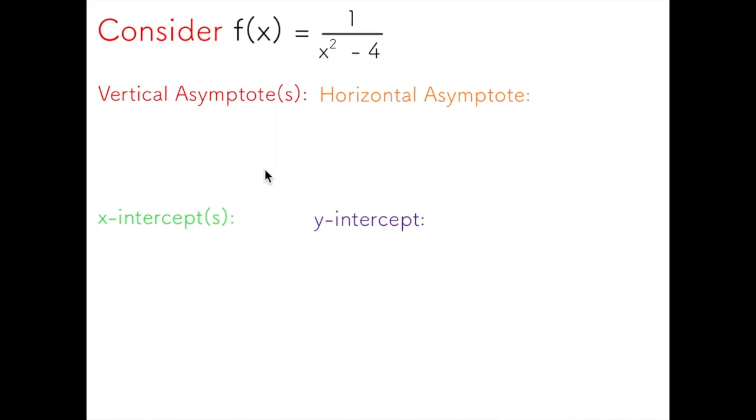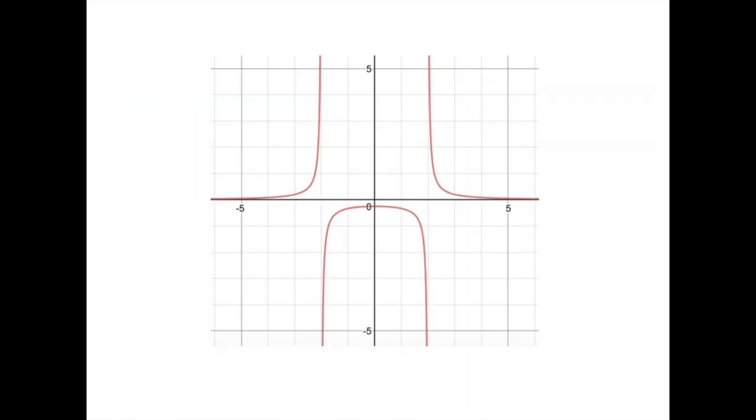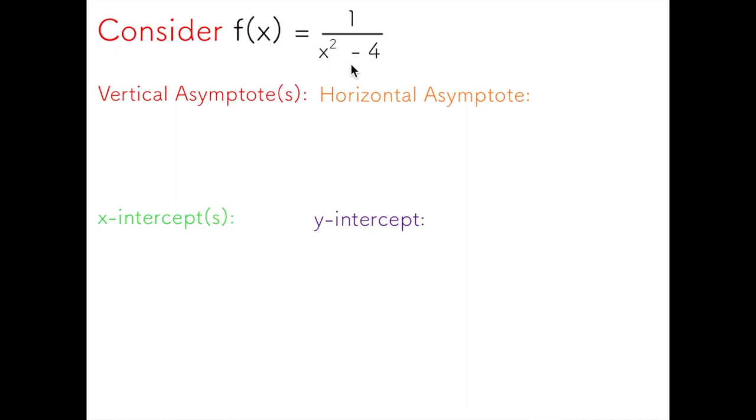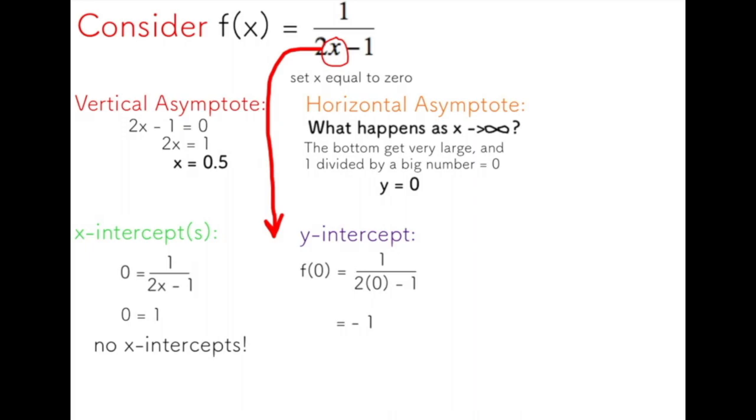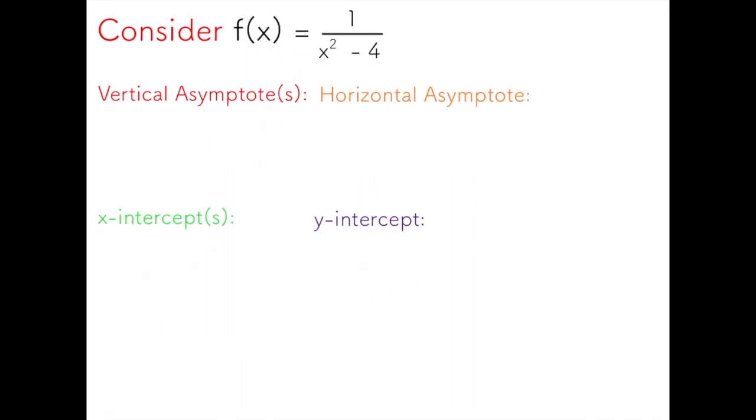If we take a look at the equation of the function that will produce this graph, which is 1 over x squared minus 4, we can analyze this function in terms of its vertical asymptotes, its horizontal asymptote, and its x and y intercepts. And I'm going to do that using the same process I did in the previous video, where I looked at 1 over 2x minus 1. The first thing I'm going to do is analyze the vertical asymptotes.